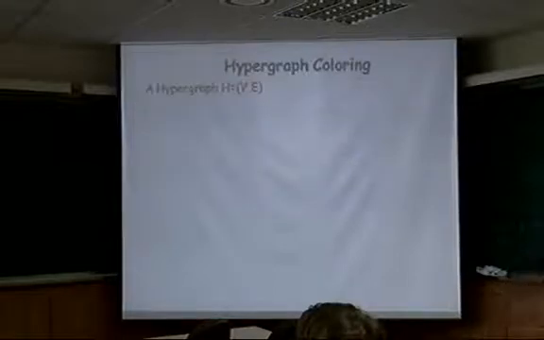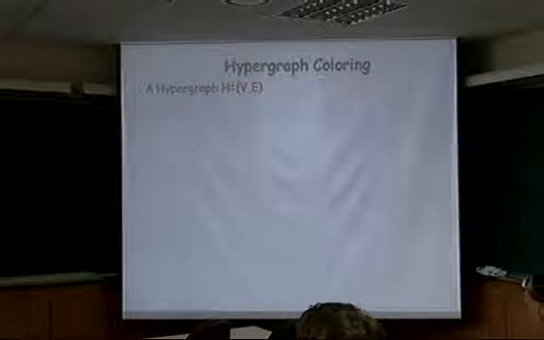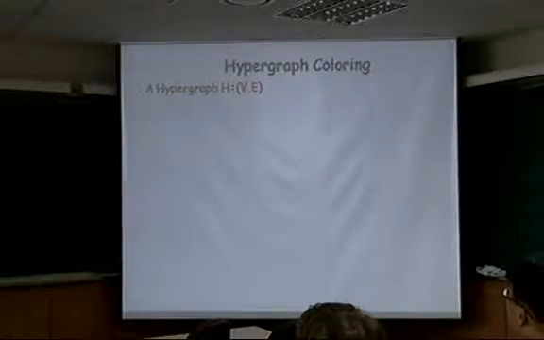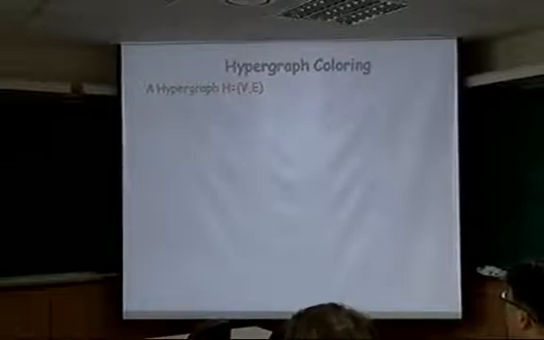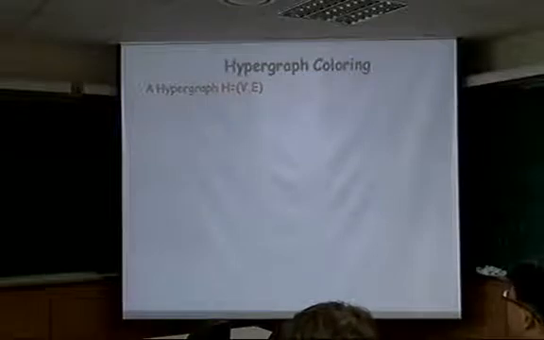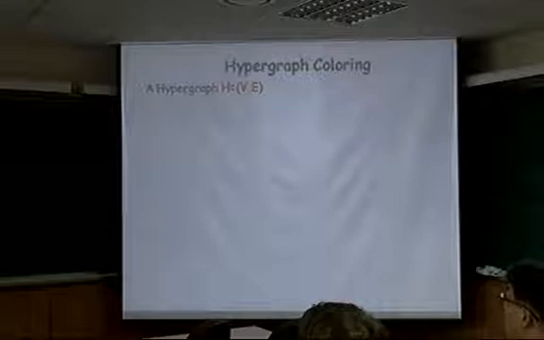Okay, so a hypergraph, quickly, is a pair V and E, where E is some collection of subsets of V. So this is a generalization of a simple graph. We call the elements in E hyperedges, and the elements in V vertices, and if all hyperedges in E have exactly two elements from V, then it's a simple graph.